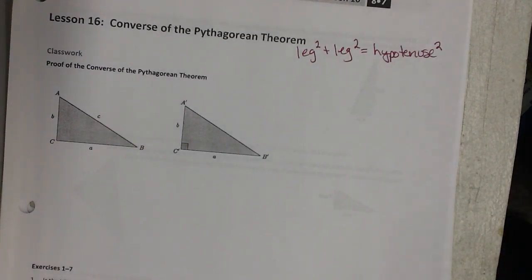Like in science, you always start with the hypothesis, right? And then you draw a conclusion. The converse is using a conclusion to find a hypothesis. So we're just working backwards.